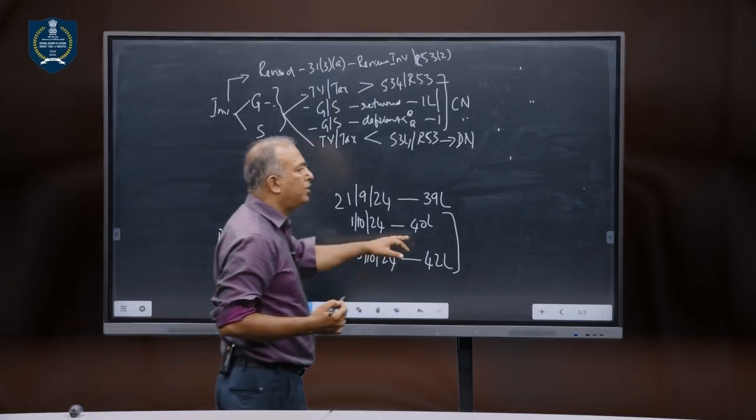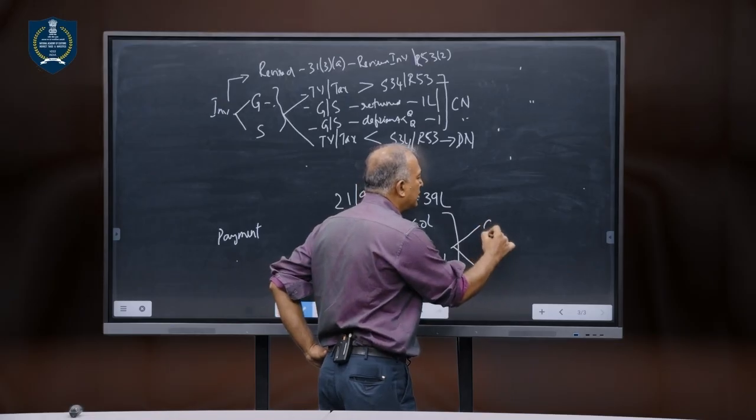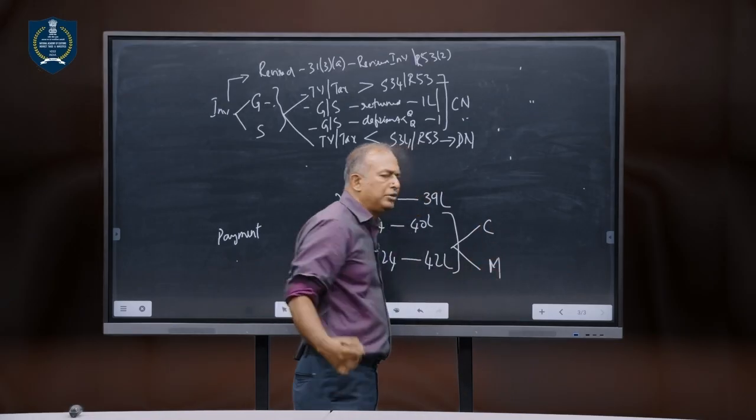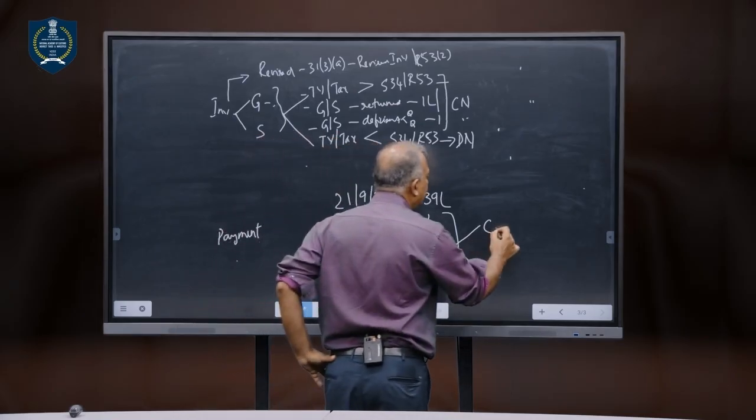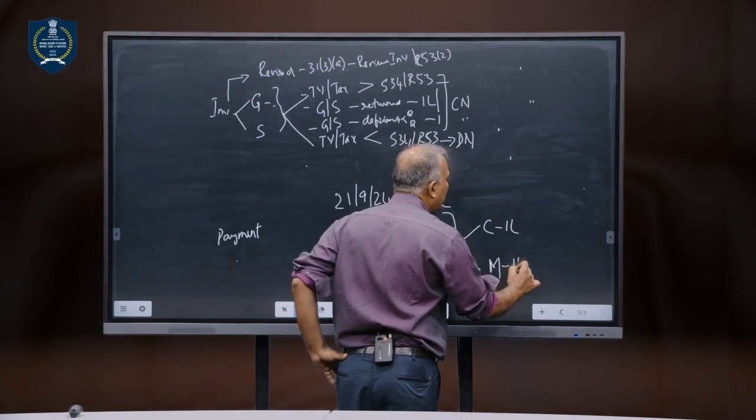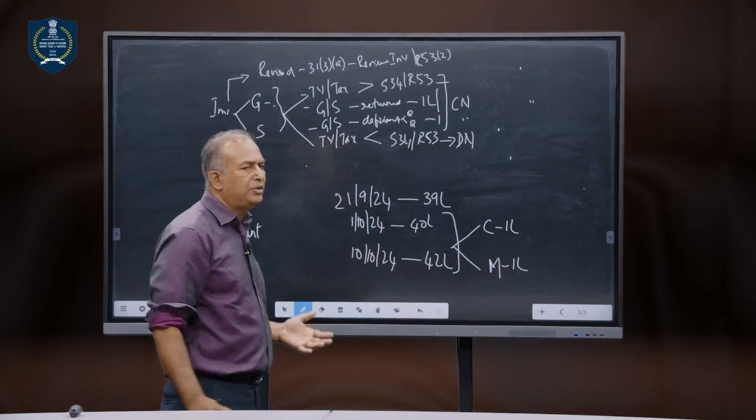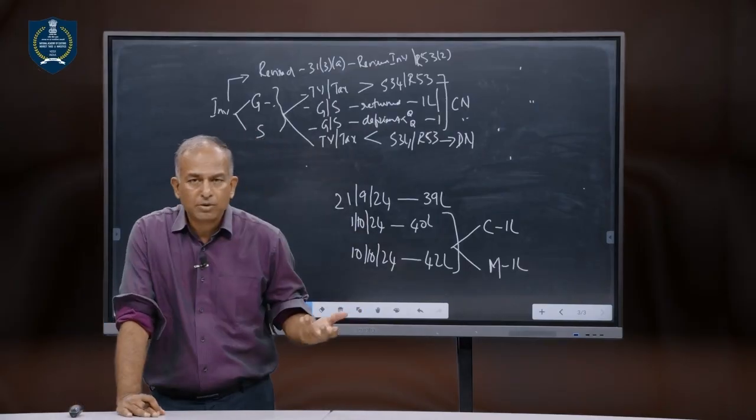During this intervening period, let us say that Rajesh has made supplies to Chandrakant, and he has also made supplies to another friend of mine, Mahesh. He has made a supply of 1 lakh rupees each. 2 invoices are generated: 1 invoice to Chandrakant, 1 invoice to Mahesh.